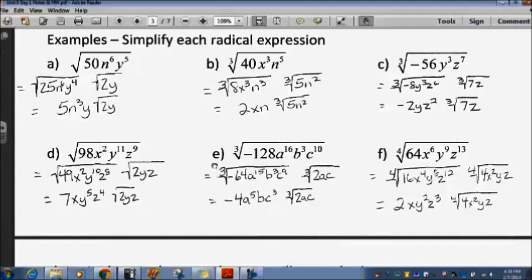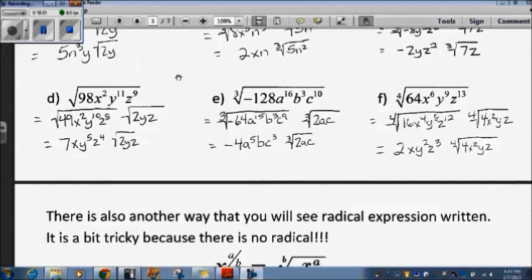Okay, on to e. Let's continue on. So the cube root of negative 128, a to the 16th, b cubed, c to the 10th. I will again break this into two radicals, everything that's a perfect cube under my first radical, everything not a perfect cube under my second radical.